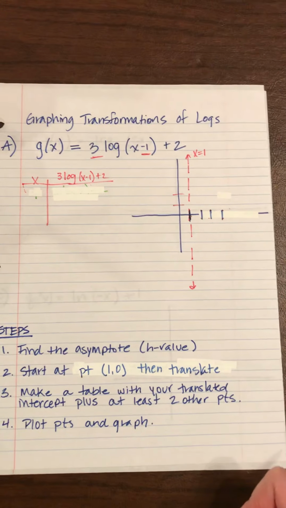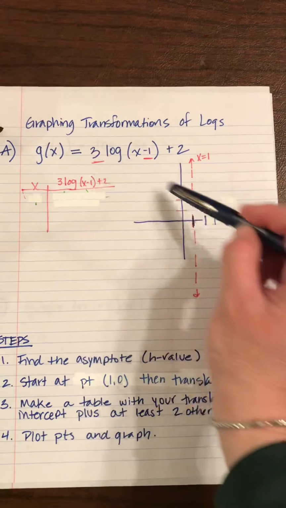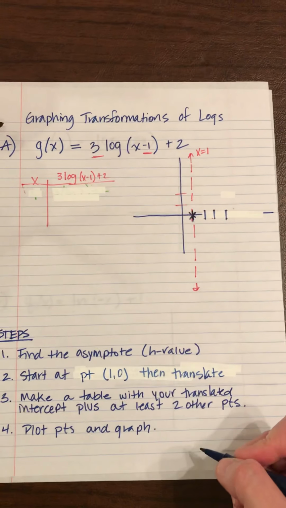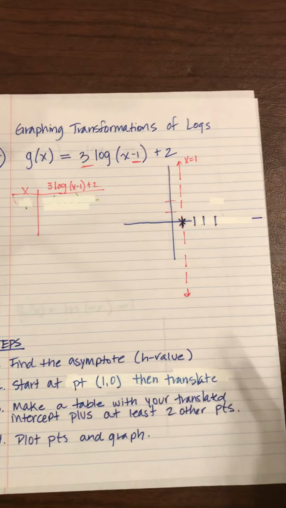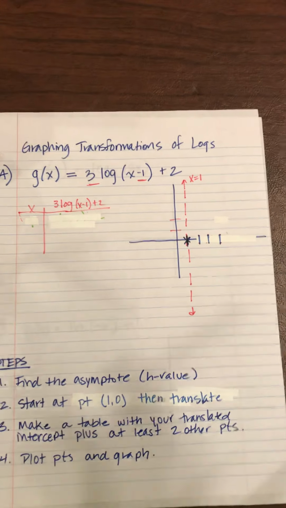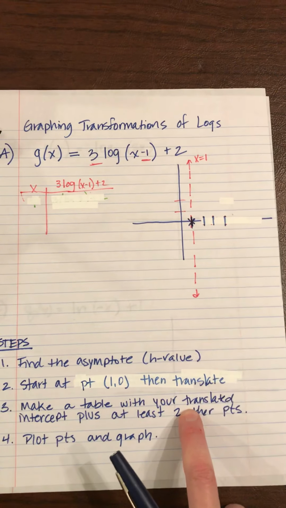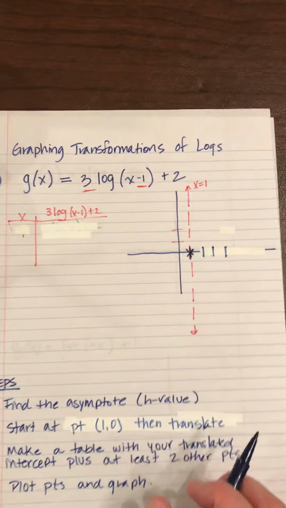We're going to go ahead and start at your initial value, which is your 1, 0. And even though there's a number 3 in front of here, we're still going to start at that point 1, 0, and then we're going to shift it. The 3 comes into play later, it's basically going to scale your function up a little bit, and I'll show you how that works. We're then going to find a couple other points by putting the numbers into our table. We're going to plot them and graph.